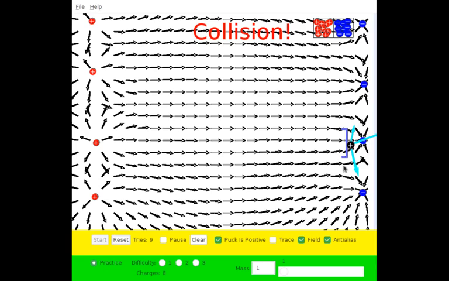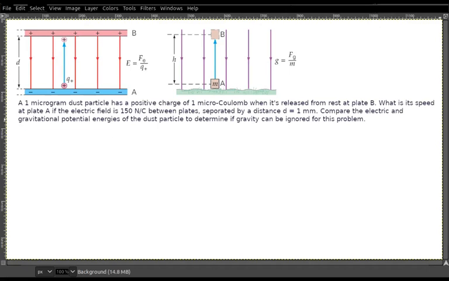Let's use what we know to figure out what the speed is when it crosses the plates. Our job is to find the speed of the dust particle when it's zipped between those plates. It starts at the top plate and zips down to the bottom plate, like we saw. And we're also going to have to figure out whether we need to include gravity in this problem. Is it important? Alright, so let's see what's going on here.